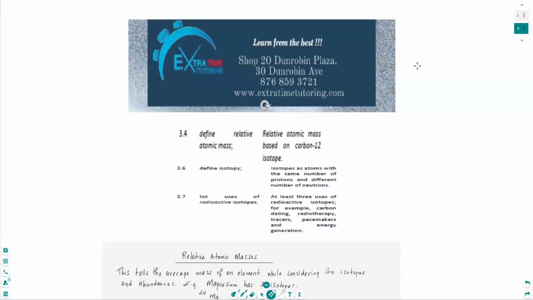Hi, everyone. We are going to be looking at the relative atomic mass, the definition of the relative atomic mass, the definition of isotopes. We're also going to be looking at the list of the uses of isotopes today in this session. So first, I wanted to start off by welcoming you to our revision series, and we'll be looking at our second sets of objectives, which we just listed.